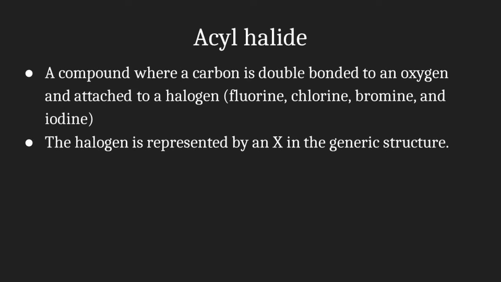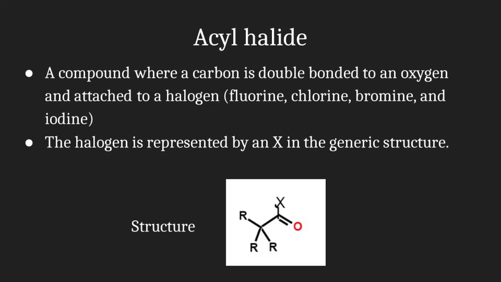The last type of functional group that we are going to talk about are those functional groups that contain a carbonyl, or a carbon double bonded to an oxygen. The first type we're going to talk about is an acyl halide. This is where there's a carbon that's double bonded to an oxygen, and that same carbon is also attached to a halogen, which is fluorine, chlorine, bromine, and iodine. And in the structure below, the halogen is represented by the X.